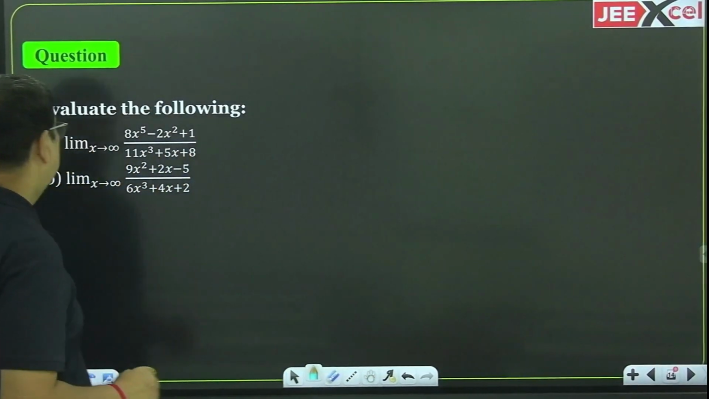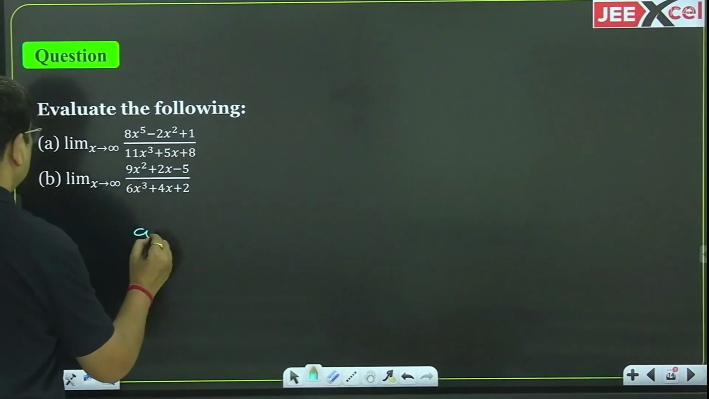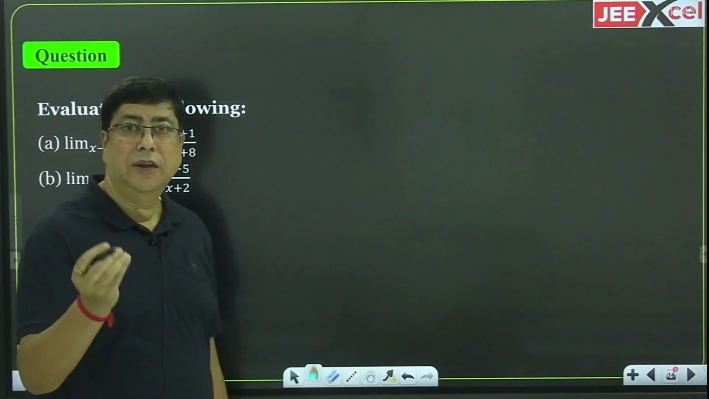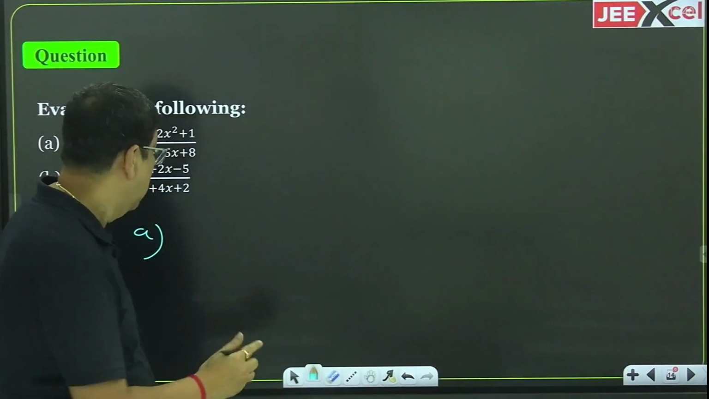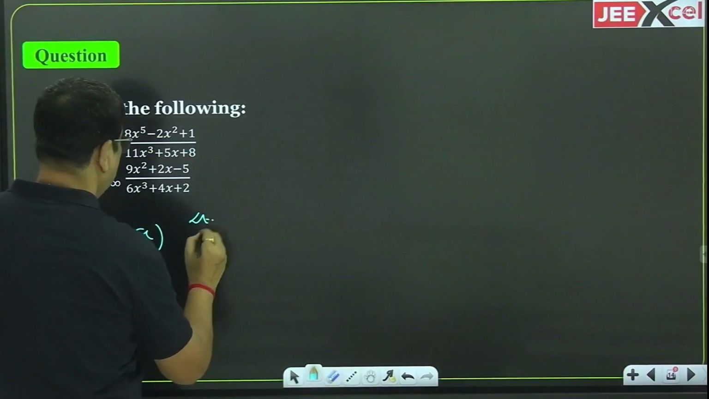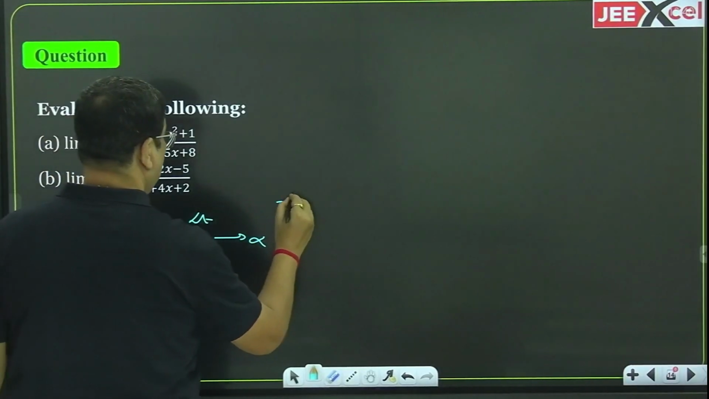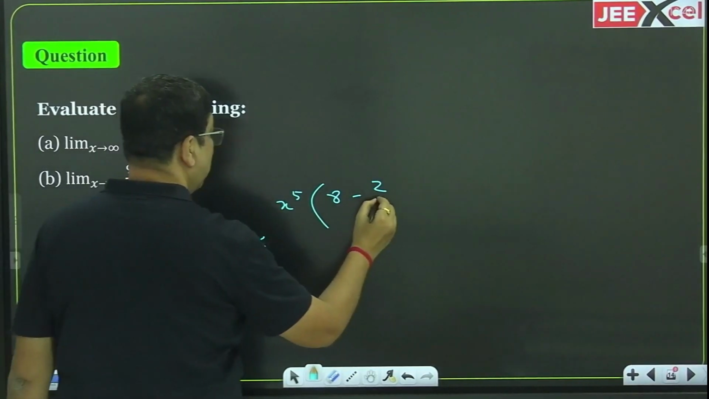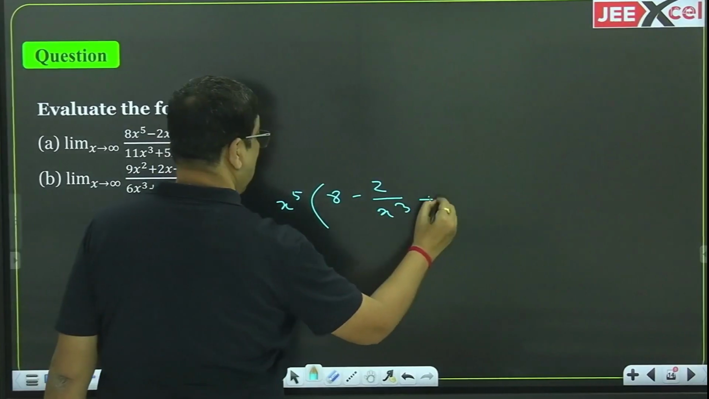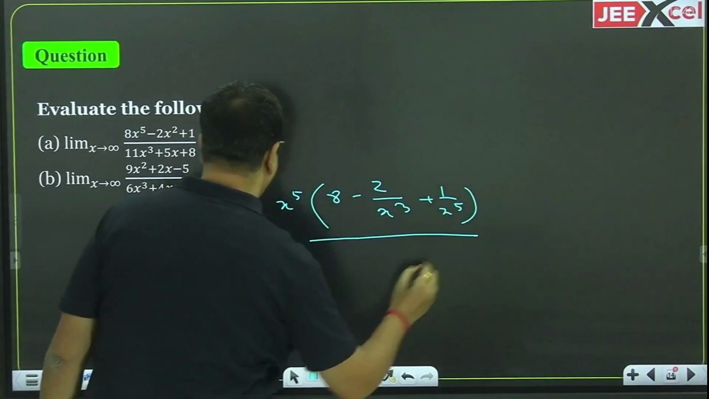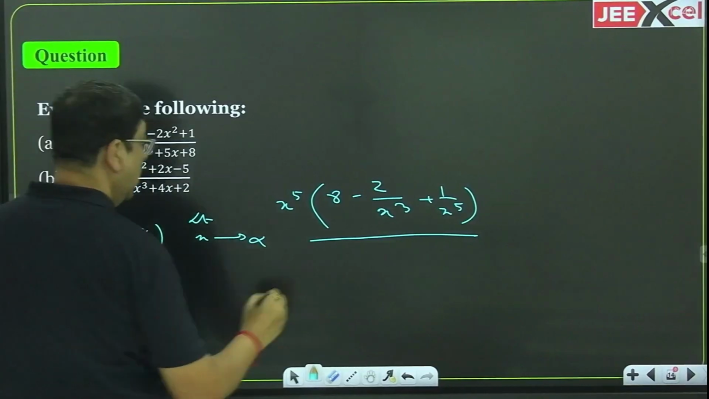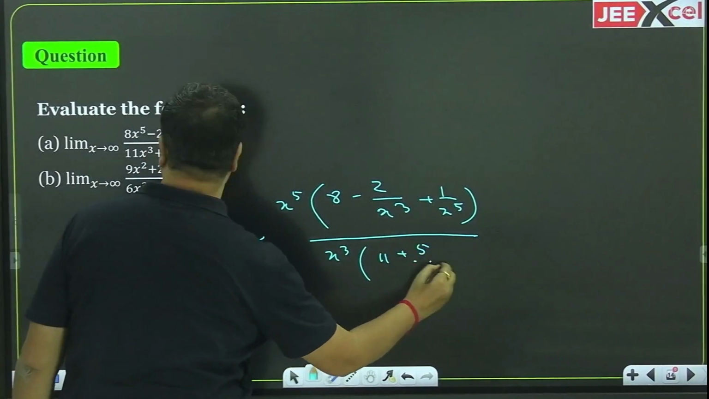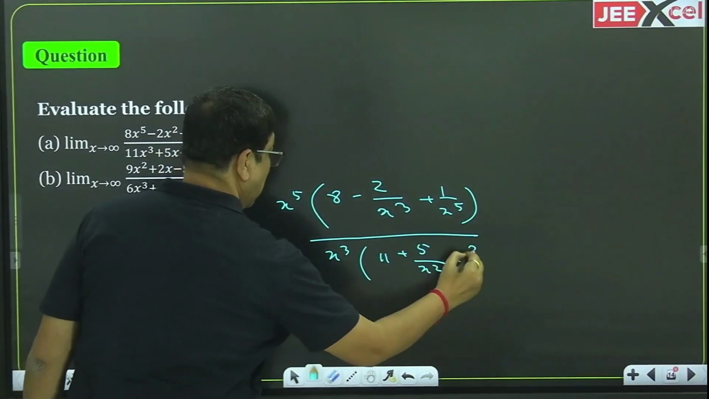For example, this sum. For the first case, in this case 8x to the power 5. So first of all, let's take the highest power outside. Therefore, we can say limit x tends to infinity, x to the power 5 times (8 minus 2 by x cube plus 1 by x to the power 5), because x square by x to the power 5 is 1 by x cube. And in the denominator, what are we taking? In this case, we are taking x cube common. So 11 plus 5 by x square plus 8 by x cube.